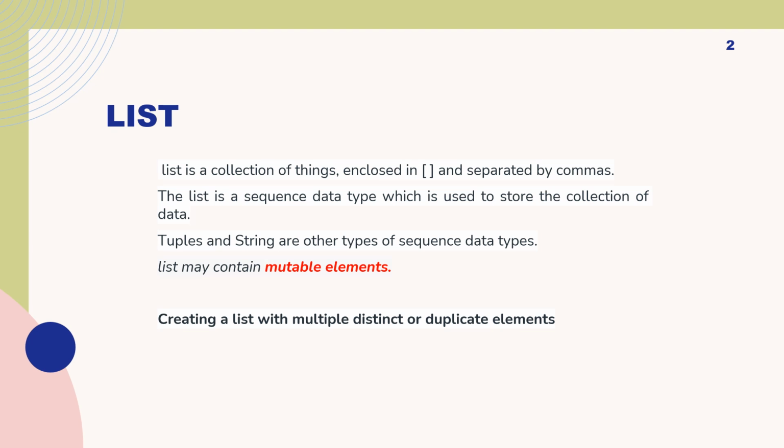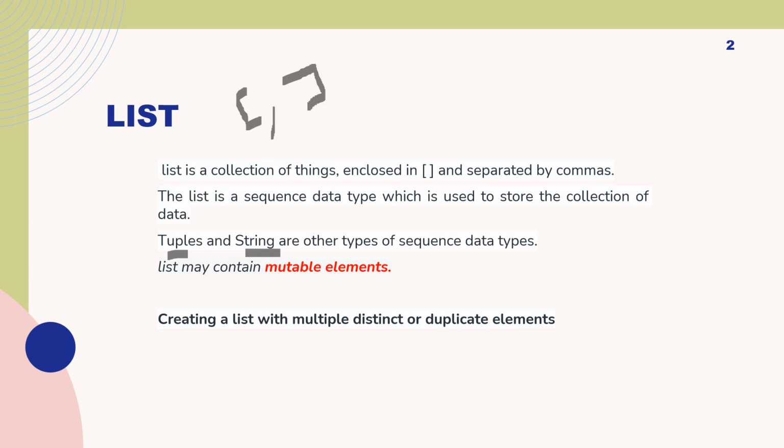So what is a list? It is a collection of things enclosed in square brackets. Commas can be used in between to make the separation. So we can say the list is a sequence data type which is used to store a collection of data. Like list, we have other types like tuples and strings. But the main point to consider is that lists are mutable, so the values can be changed.